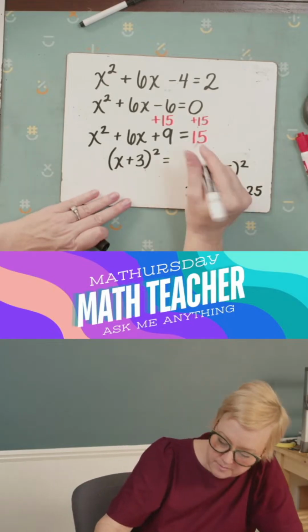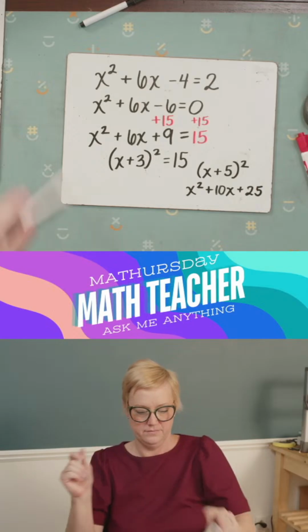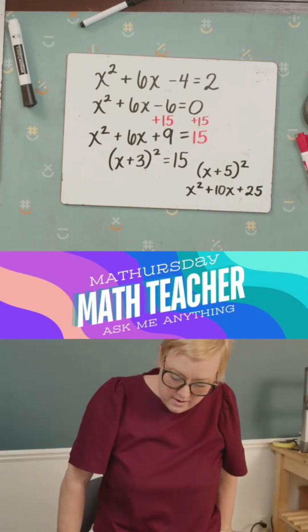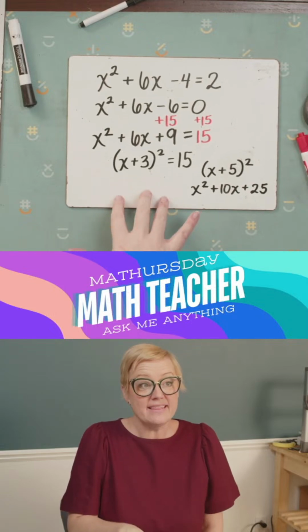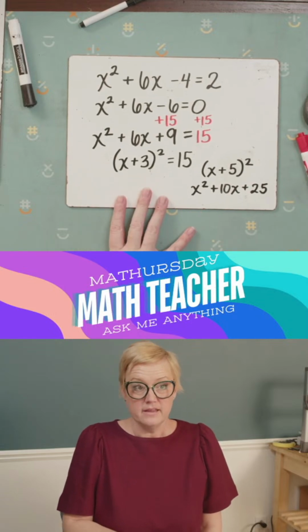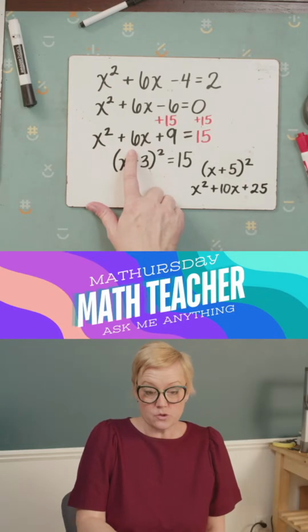I'm just going to change this to black because this is the point that we're at. So now I have made this a complete square. I got the 9 because half of 6 is 3. 3 squared is 9.